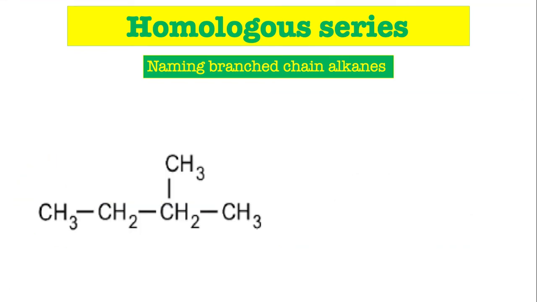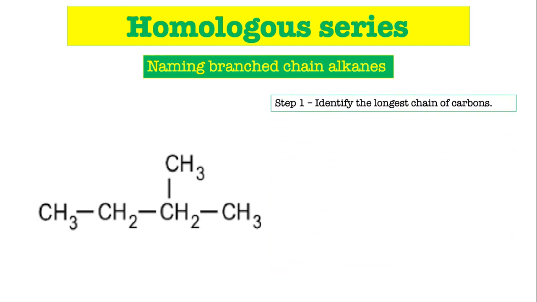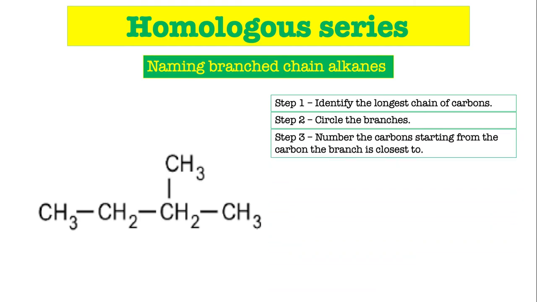This last example, National 5s, I just wanted to show you a compound where it's not a full structural formula but instead a shortened structural formula. The process, however, is the exact same. So the first thing you would do is identify your longest chain of carbons, then circle your branches and number the carbons. Now, I actually think shortened structural formula is better because it's quite easy to see where the branch is. So that would be your longest chain of carbons.